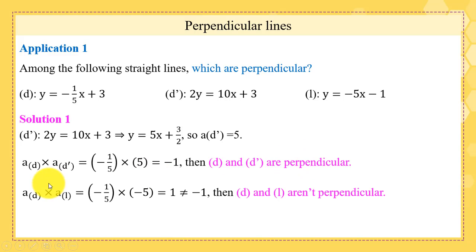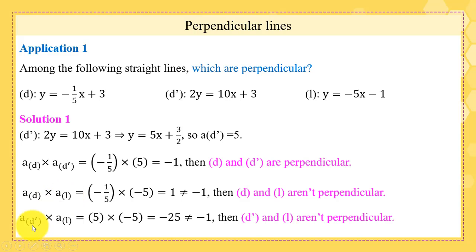If we multiply the slope of d by the slope of L, we get 1, which is not equal to -1. So we say that the straight line d and the straight line L aren't perpendicular. Also, if we multiply the slope of d prime by the slope of L, we get -25, which is not equal to -1. Then d prime and L aren't perpendicular.